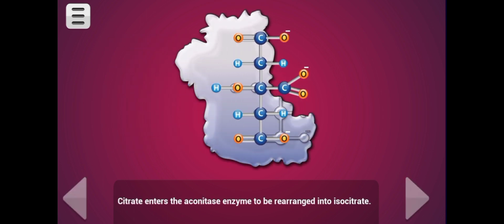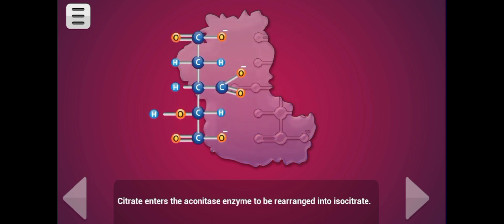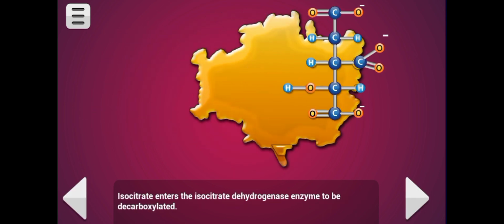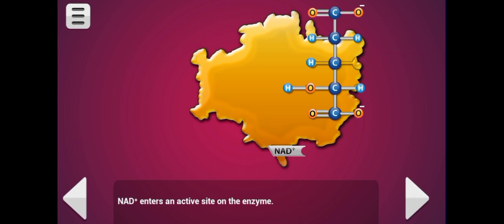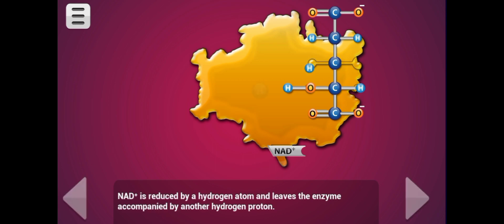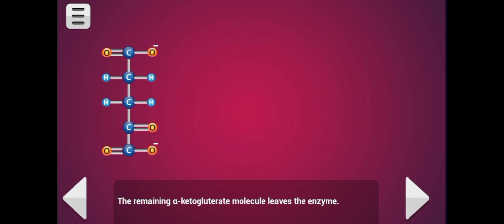Now, citrate enters the aconitase enzyme to be rearranged into isocitrate. Isocitrate enters the isocitrate dehydrogenase enzyme to be decarboxylated. The CO2 molecule diffuses out of the cell as waste. NAD positive enters an active site on the enzyme. On the next step, NAD positive is reduced by a hydrogen atom and leaves the enzyme, accompanied by another hydrogen proton. Then, the remaining alpha-ketoglutarate molecule leaves the enzyme.